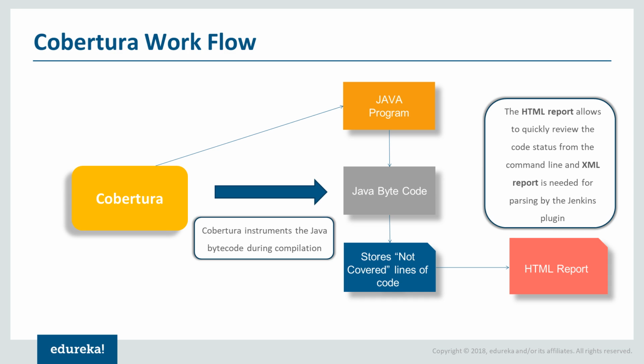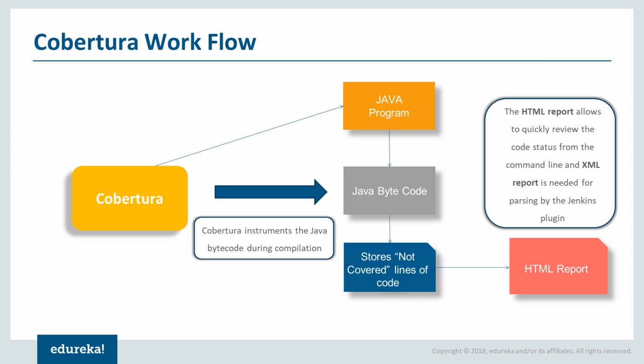So this is the typical workflow. When you call the Cobertura plugin, it goes to the Java program, it checks the Java bytecode, and then it has an internal algorithm to check how exactly it should be testing. There are certain parameters and certain algorithms which it uses in order to check the code coverage. The important thing is that it instruments the Java bytecode during compilation. That's what it is going to check for. It is not going to check the source code.